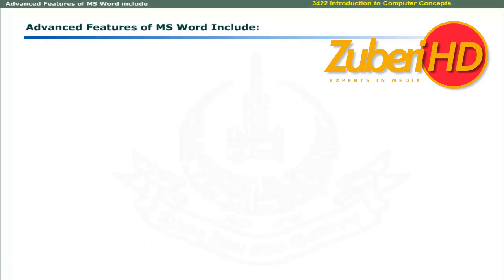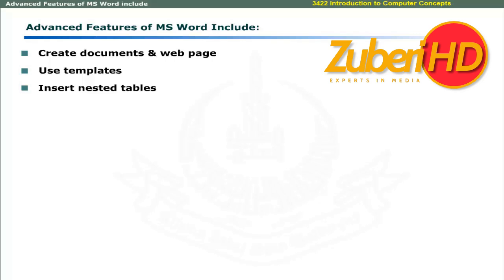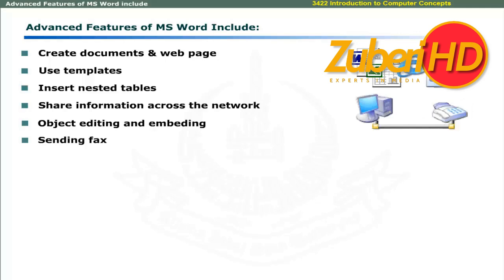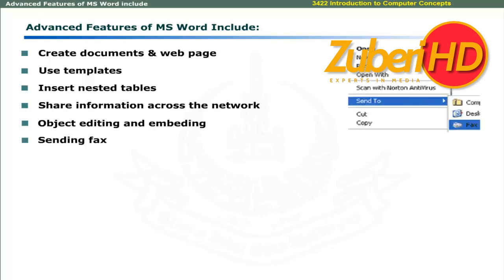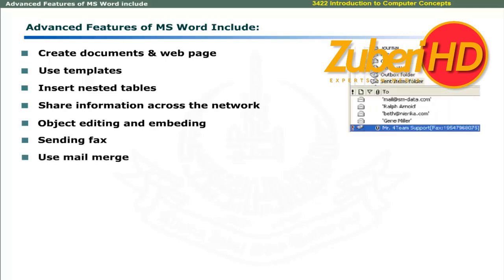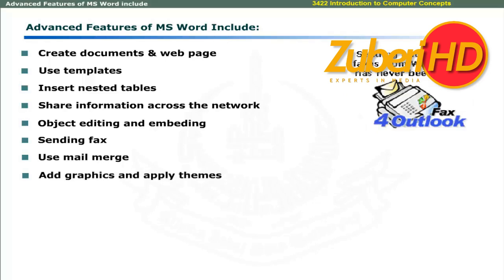Advanced features of MS Word include creating different types of documents and even web pages, using templates to create documents, inserting nested tables, sharing information across the network, integrate objects of other applications in Word documents, send fax by using MS Word, use mail merge features, and add graphics and apply themes. Some of the basic features will be discussed in this learning session.